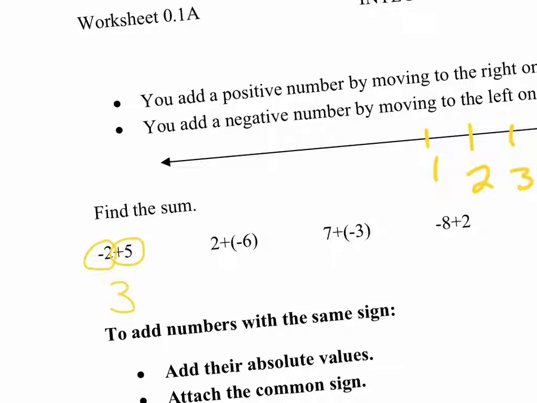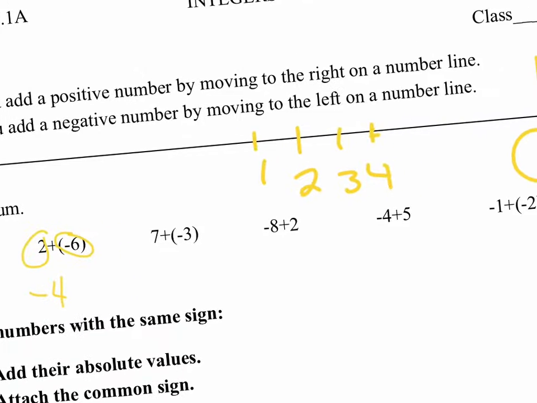Okay? So if I go to number 2, I have positive 2 and a negative 6. Opposite signs, we subtract. So 6 minus 2 is 4. And that 6 is bigger than that 2, so that 6 is a negative, so you keep the negative. Okay. Then we have 7, negative 3. So I have positive 7, negative 3. Opposite signs we subtract again, so 7 minus 3 is 4. 7 is bigger than 3, so we keep 7's sign.